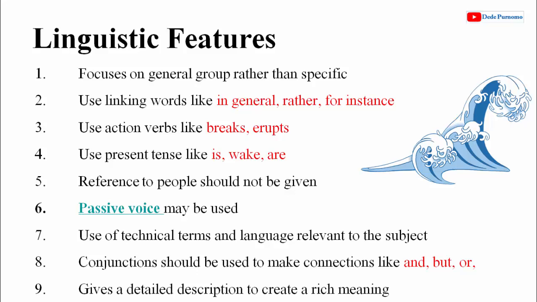Next, references to people should not be given. And then the next, passive voice may be used. Next, use of technical terms and language relevant to the object. And the next, conjunctions should be used to make connections, like and, but, or. And the last, give a detailed description to create rich meaning.